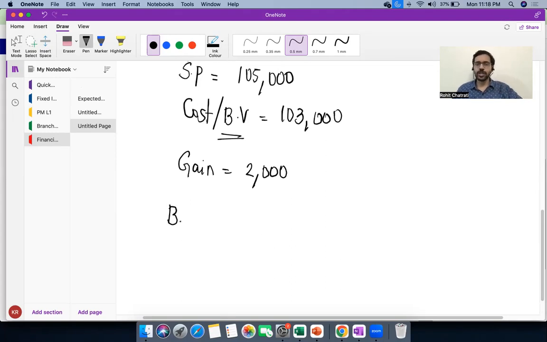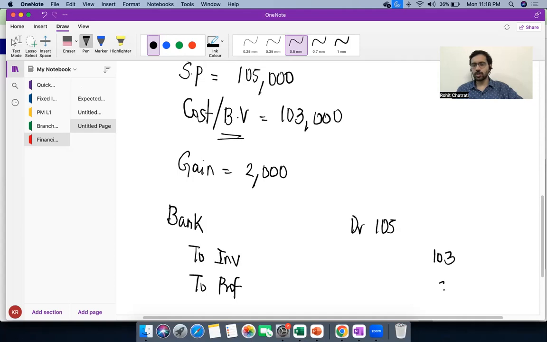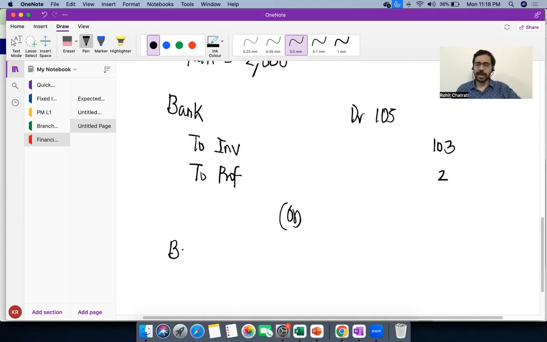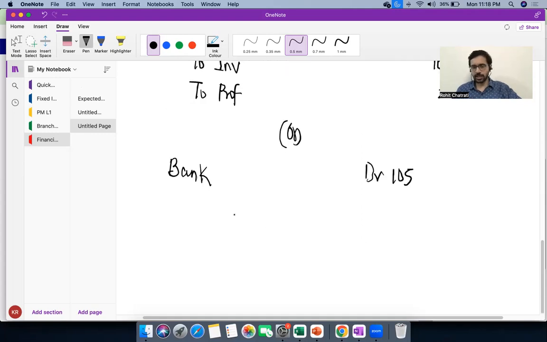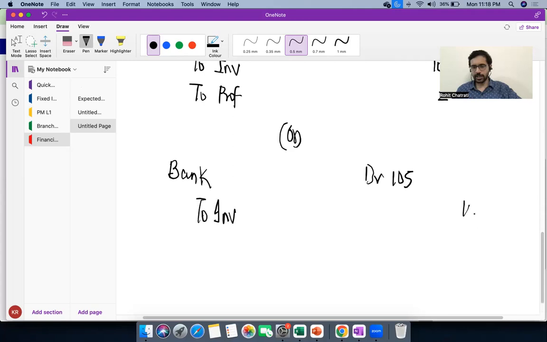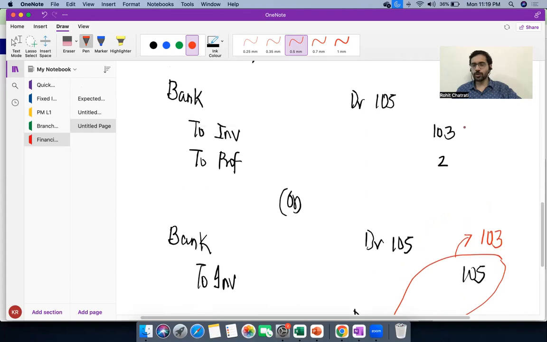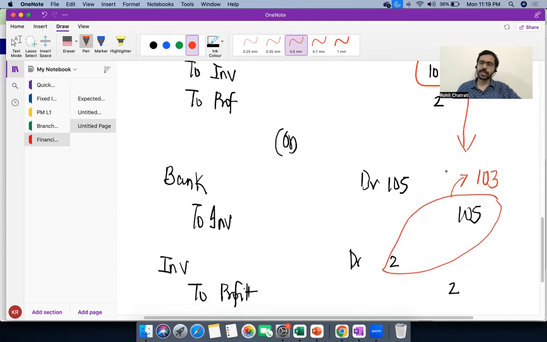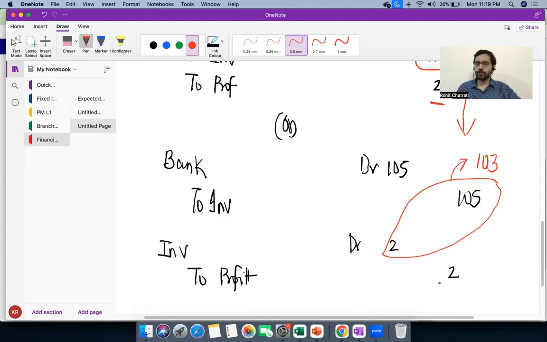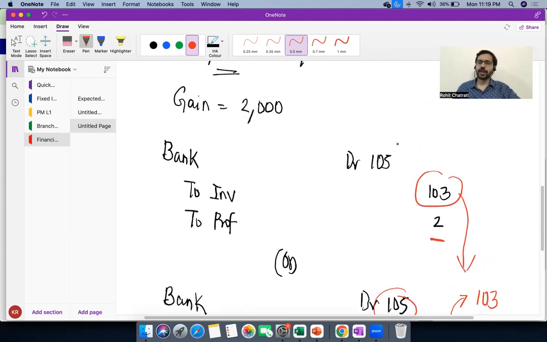If you were following that one entry approach, your entry would have been bank account debit 105, to investments at book value 103, and to profit 2,000. Alternatively, it will be bank account debit 105 to investments 105. And then you will have a second journal where you debit investments and credit profit on sale to the tune of 2,000. On a net basis, investment has been credited by 103,000 in both cases, and profit is credited by 2,000 in both, and bank was debited by 105 in both.